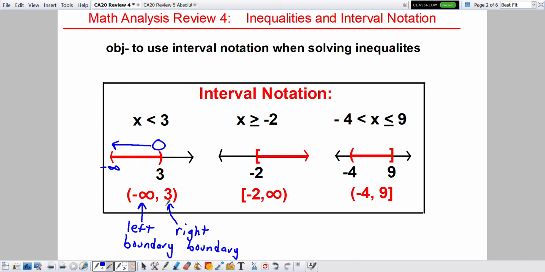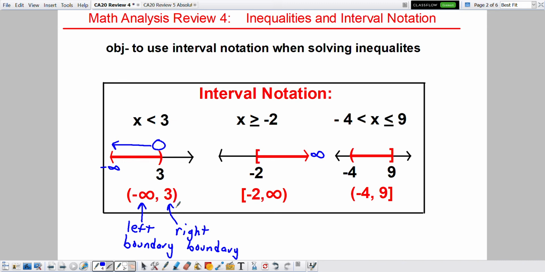In the middle, it's similar, but now it's x is greater than or equal to negative 2, so it's the other direction. It goes to positive infinity. You'll notice that right here on the right side. But because you could be greater than or equal to negative 2, now negative 2 gets a bracket because you can equal negative 2. So brackets are when you can equal that number. Brackets include the endpoint. Parentheses don't include the endpoint.